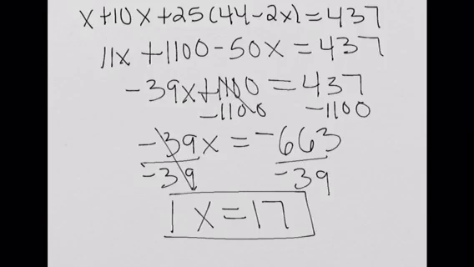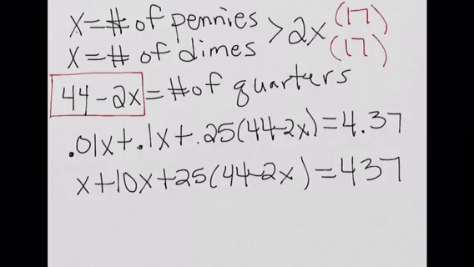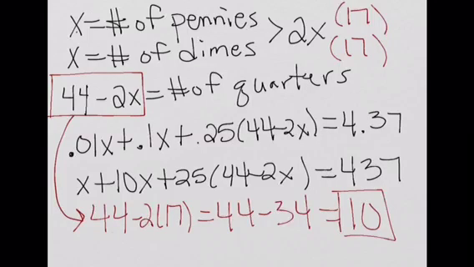So what does that tell me? Let's go back to our first page and look. x was equal to the number of pennies, so I have 17 pennies. x was also equal to the number of dimes, so I have 17 dimes. And we know the quarters was 44 minus 2x, so let's solve for the quarters now. That's 44 minus 2 times 17, which is 44 minus 34, which is equal to 10. So we have 17 pennies, 17 dimes, and 10 quarters.